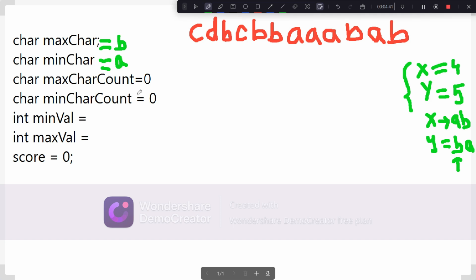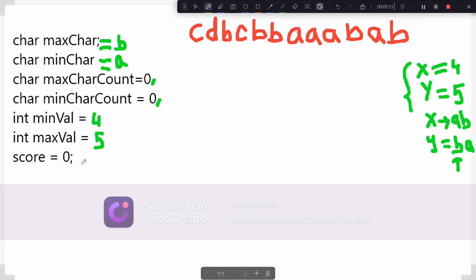Now what would be the next? Max char count, basically it is the count of max char, in this case B. Initially this is 0 only, so we are taking 0. Similarly, min char count, which is the count of this A in this case, so that is also 0. And min value is basically whoever is the minimum score here. So out of X and Y, minimum is 4, right? So our min value would become 4, and our max value will obviously be 5, and initially our score is obviously 0, right?